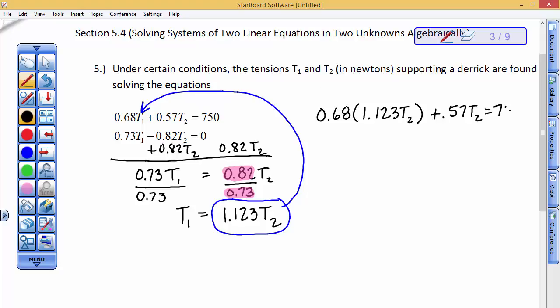So now I'm going to get my calculator out and multiply those two numbers together. I'm just going to tell you what they are. So 1.123 times 0.68. Actually, I'll go ahead and write it down. So that's 0.764 T sub 2. And I have to add 0.57 T sub 2 to that because those are like terms.